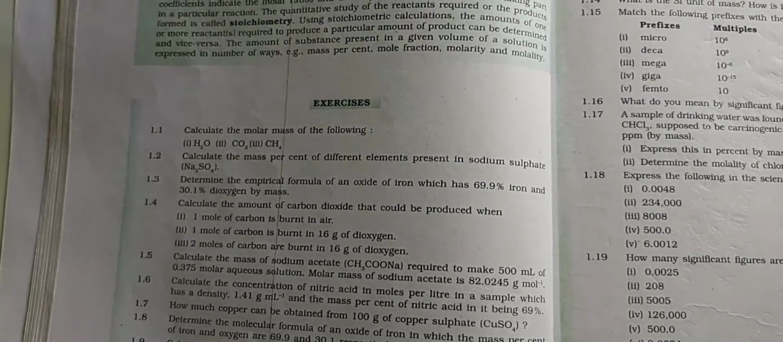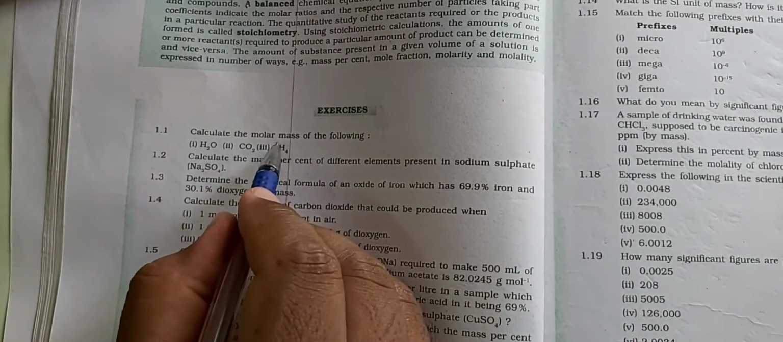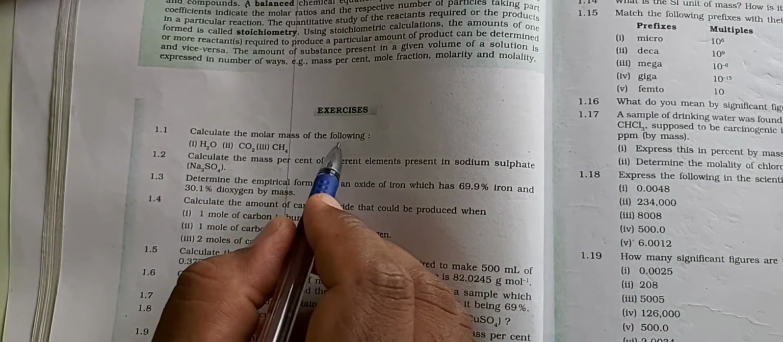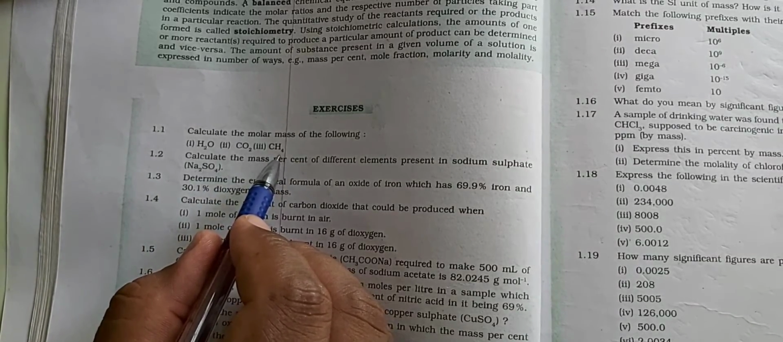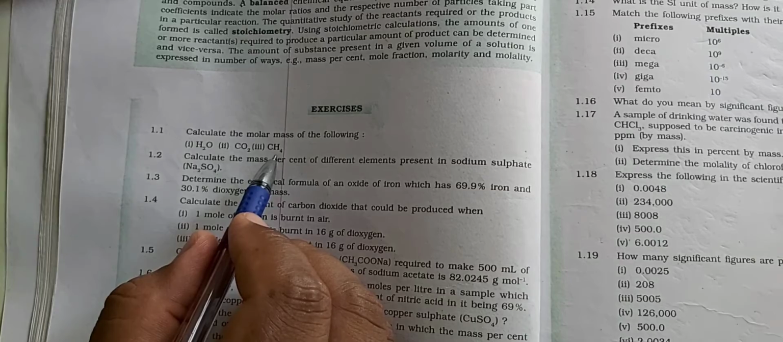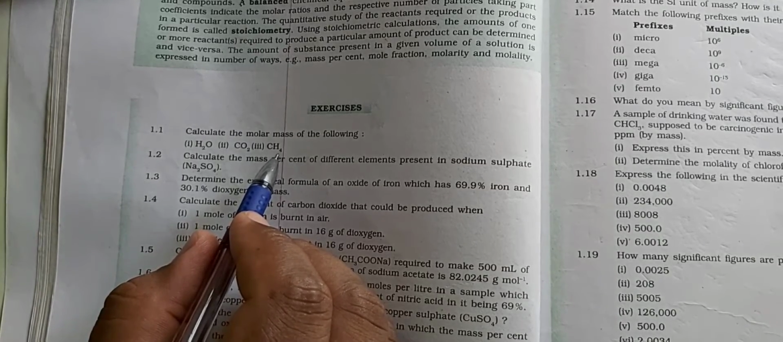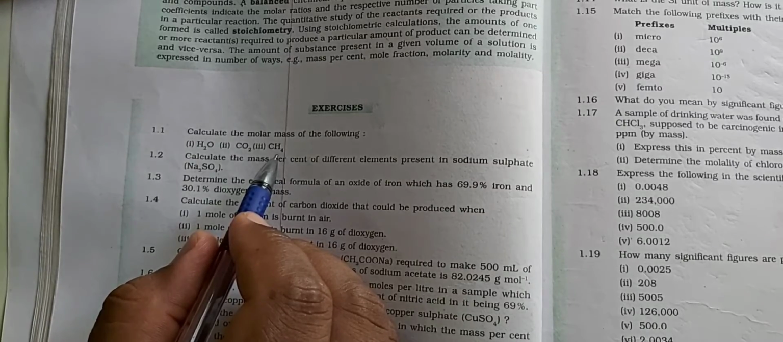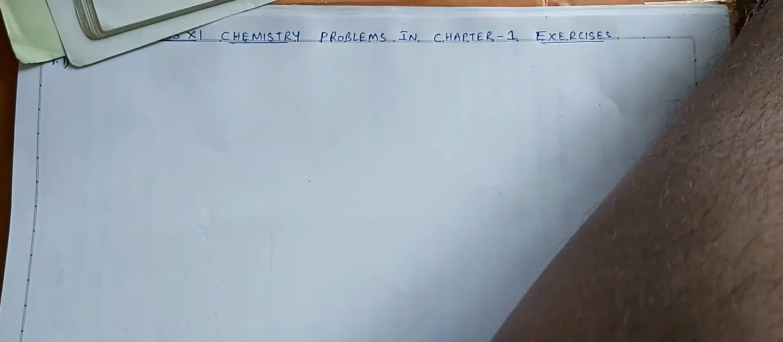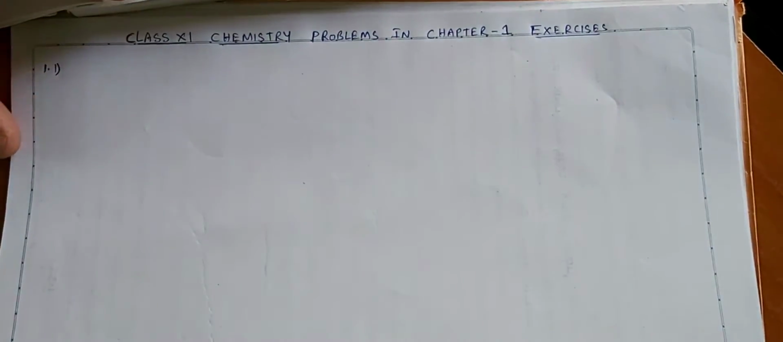See the question first. Calculate the molar mass of the following: H2O, CO2, CH4. They give three molecules. For these three, we have to find molar mass. Molar mass is nothing but gram molecular weight, ma. Let us see how to calculate the gram molecular weight. All of you already know that one.